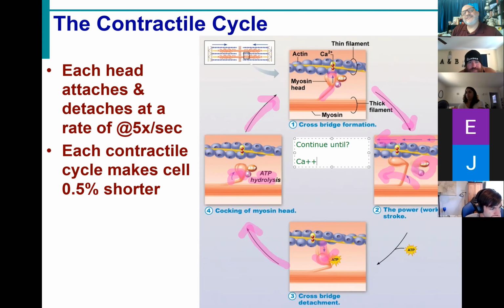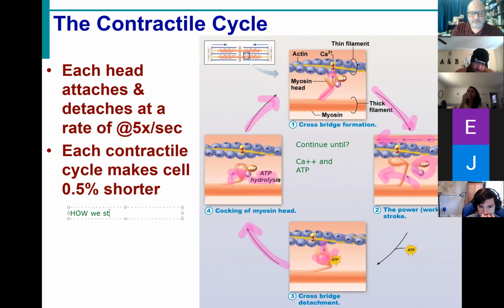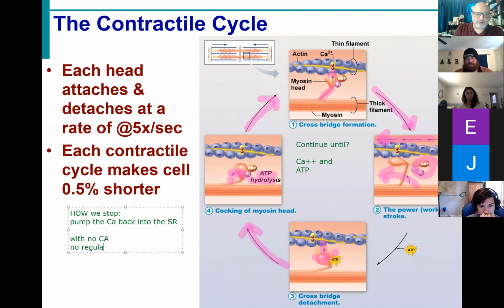Okay. Is there anything else that's needed to keep this process going? ATP. As long as there's calcium and ATP available, this process will continue. Which, if you think about it, is how we turn it off. As we talked about, we pump the calcium back into the sarcoplasmic reticulum, and with no calcium, no regulatory proteins move.